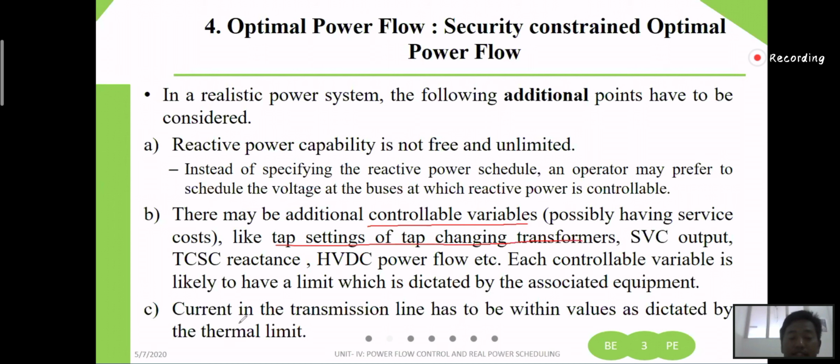Another one is that the current in the transmission line has to be within the value dictated by the thermal limit. Earlier we have not considered this. What we considered is that reactive power is free, and we did not consider any extra devices installed in the power system operation like SVC, HVDC, TCSC reactance and so on. The current in the transmission line has to be within the thermal limit. If it goes beyond that, it will create a problem for the transmission line. So all these additional things we have to include.